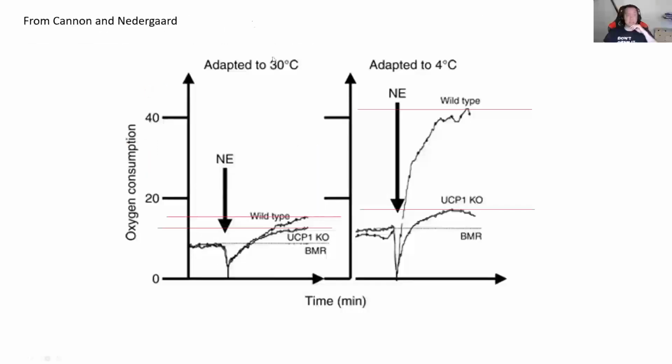this is some data again from Cannon and Nedergaard. This shows mice adapted to 30 degrees. We do see a slight differential between a UCP1 knockout and a wild type following norepinephrine injection.